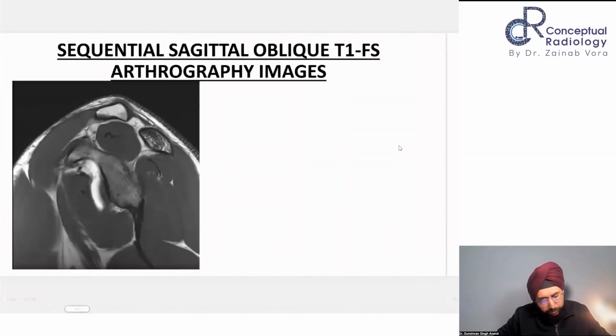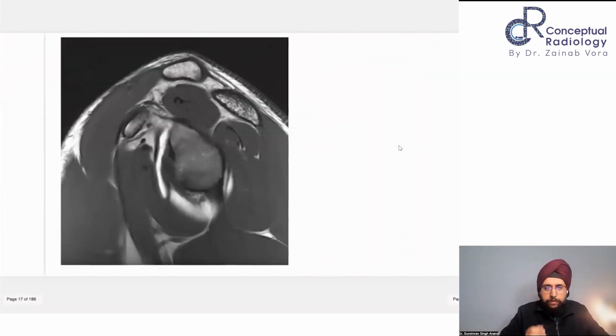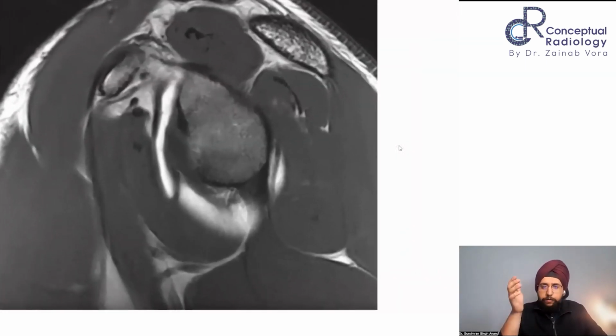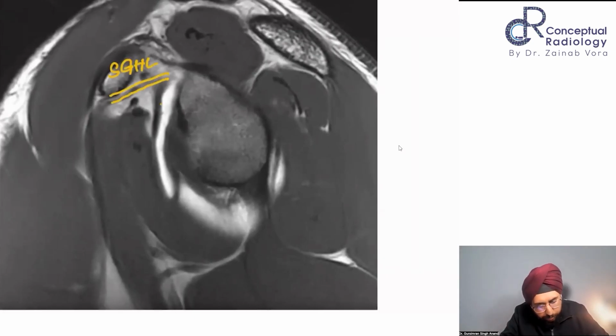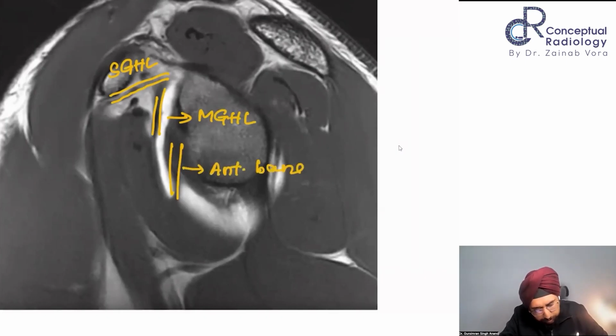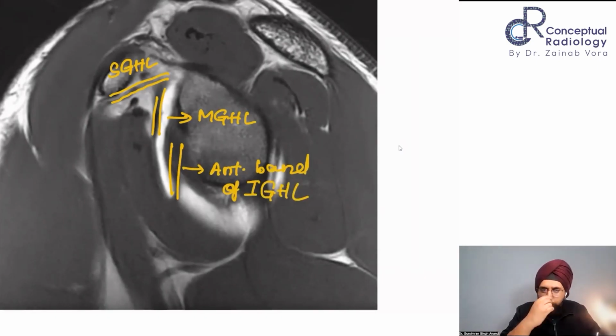It's more well visualized on the sagittal oblique images, and it's very easy to recognize. So just have to remember that the SGHL is the one which runs horizontally. Okay? So this is your SGHL, while your MGHL and your IGHL run perpendicularly. So again, very easy to recognize. So this is your MGHL, and this is your anterior band of IGHL. Okay? So these will be running perpendicularly from top to bottom, while SGHL will be running horizontally, like this.